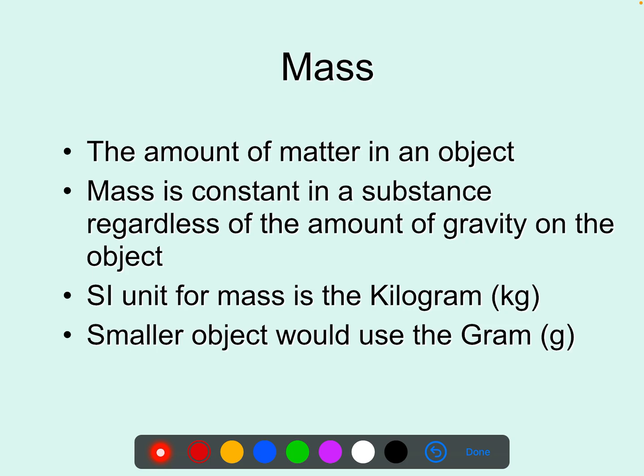Some of the things we might be measuring this year and in some of your other science classes while you're here at McCarthy is you might be asked from time to time to measure mass, which is the amount of matter in an object. Mass is different than weight because it's not really affected by gravity, because you're talking about how much stuff is in something. The SI unit for mass is the kilogram.